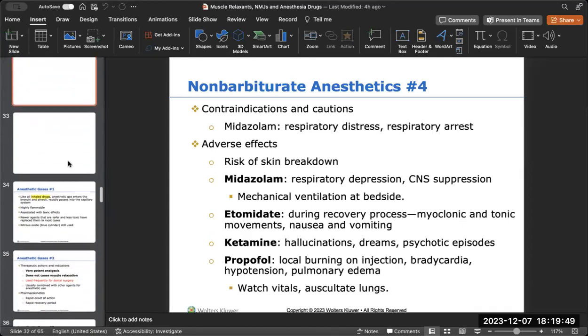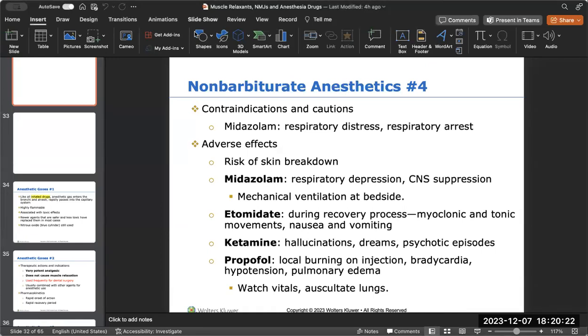Now, we're going to see adverse effects are respiratory depression and CNS suppression, so mechanical ventilation and being ready to intubate at the bedside. Etomidate, also a quick recovery, but it can cause myoclonus, like rigidity and stiffness. So we have to watch out for that, and nausea and vomiting. Ketamine can cause hallucinations, which means sensory things, that they might hear or see things that are not really there.